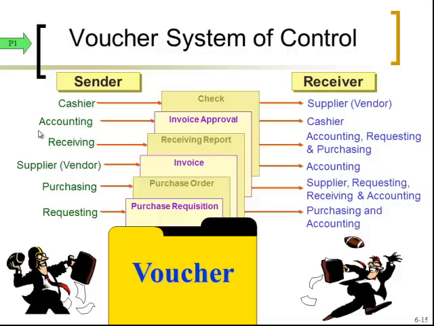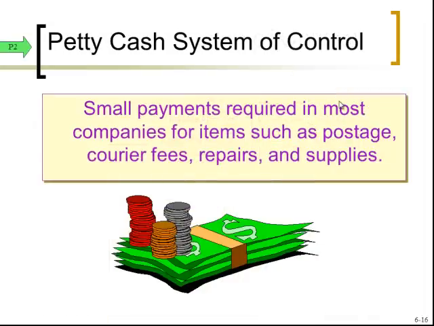The accounting area, after getting a copy of everything below, knows that something was approved, something was ordered, something was billed, and something was indeed received. So they'll approve the invoice. Then they'll send that to the cashier, who then sends a check out to the supplier. So that's the separation of duties. That's how a voucher system works. Again, it's great for larger and repetitive purchases, but it doesn't make much sense for a small purchase like a book of stamps. That takes us to petty cash.